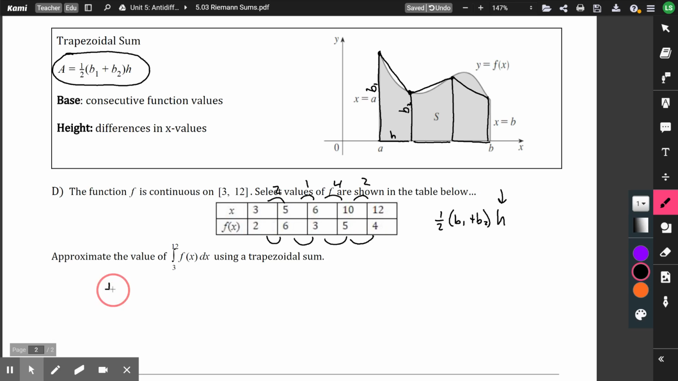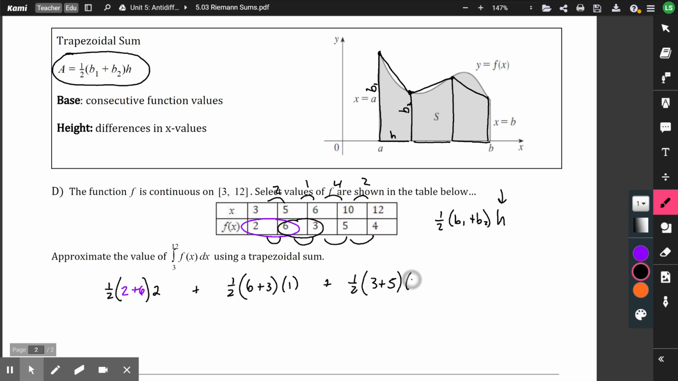So the very first trapezoid, we're going to have 1/2. The base values are going to be the y values, the various heights that we have in here. So 2 plus 6. Your height is the difference in x values, which is a 2. To that, we're going to add the next set of y values added together times the height of 1. The next set would be 3 and 5 as your bases, a height of 4. And then we're going to have 5 plus 4 as the last 2 bases times the height of 2.